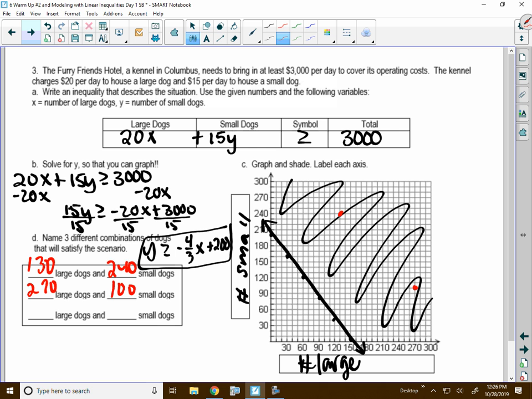Can you imagine having 270 large dogs and 100 small dogs? Whew. I mean, obviously they're running a business, like at a kennel, but yikes. You'd have to have a lot of employees. A lot of dog food to eat. That's great.